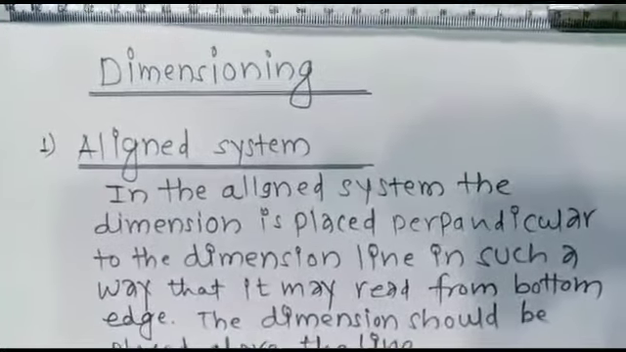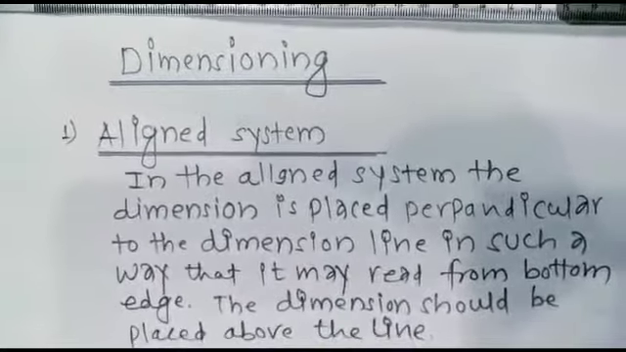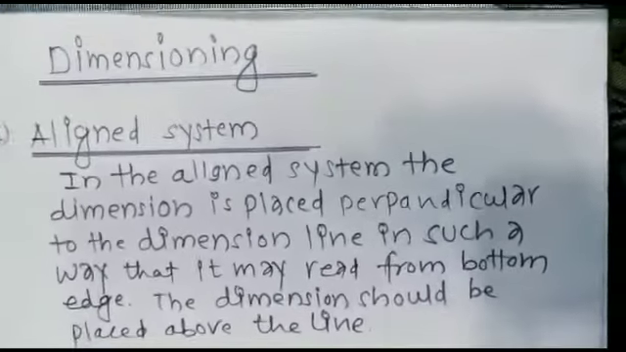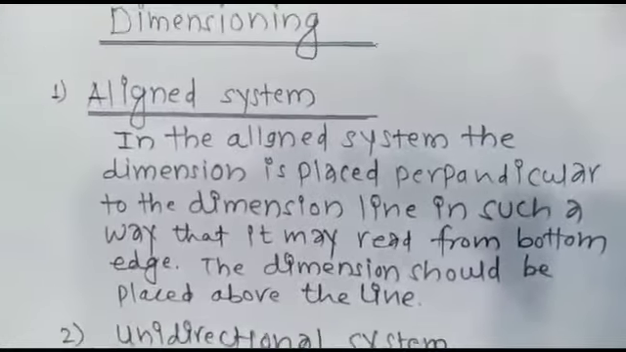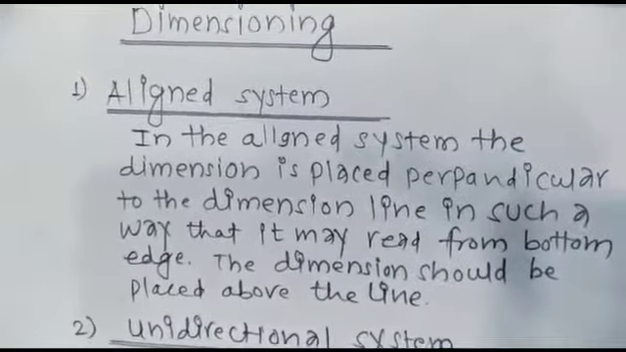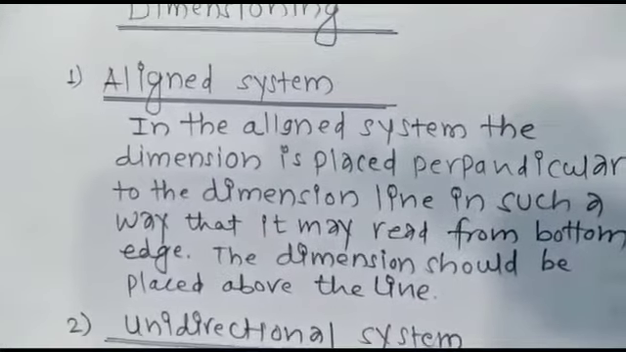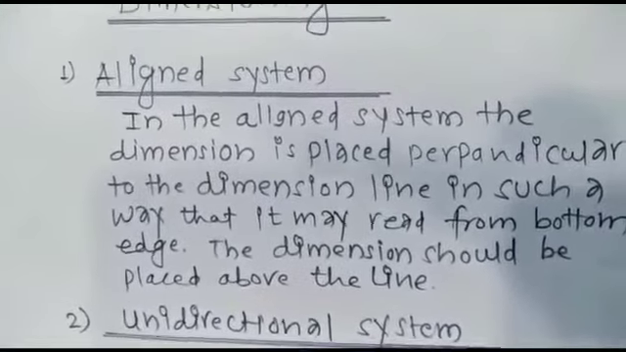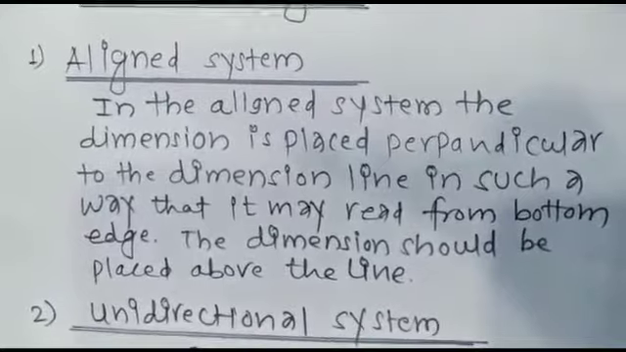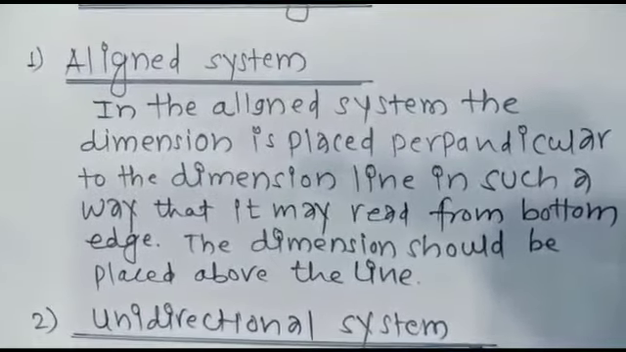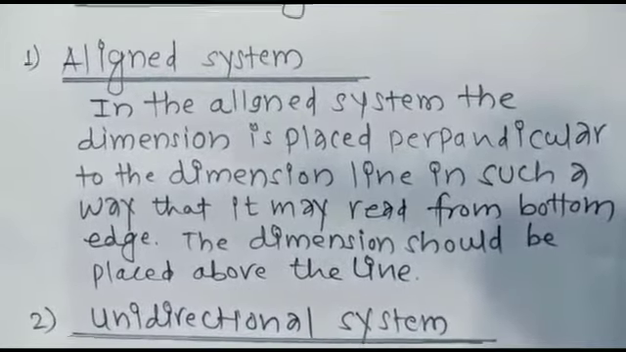Hello friends, the next important topic is dimensioning in your engineering graphics. There are two methods. First is the aligned system and another is the unidirectional system. In the aligned system, the dimension is placed perpendicular to the dimension line in such a way that it may read from the bottom edge, and the dimension should be placed above the line.